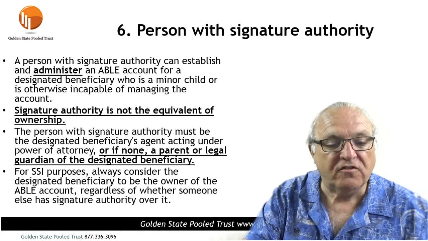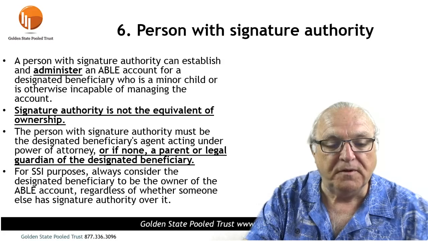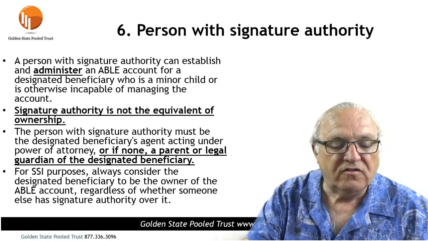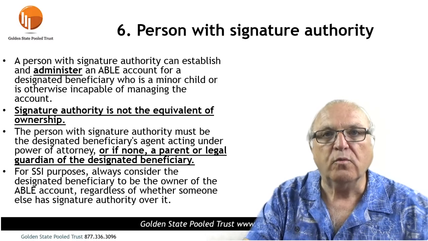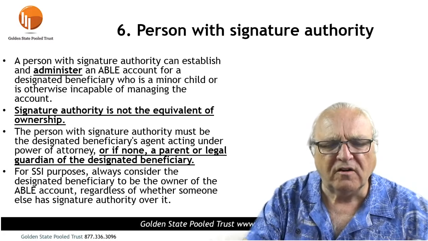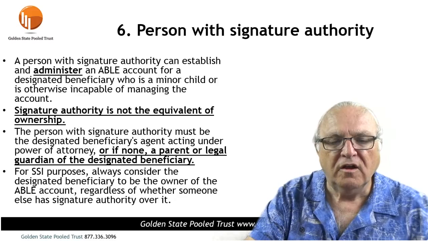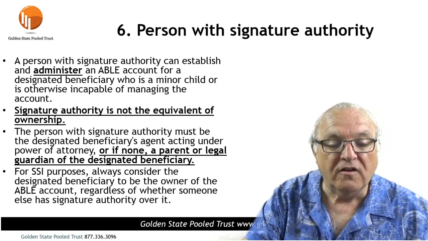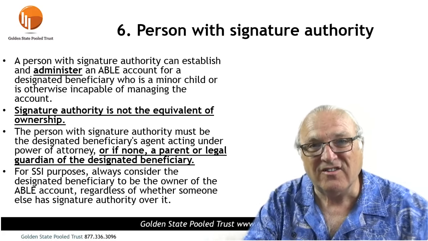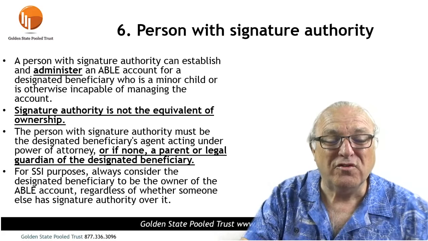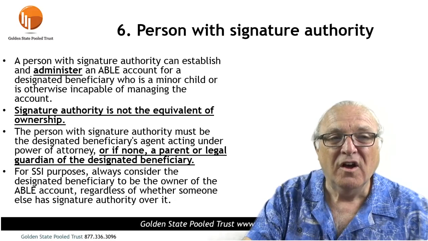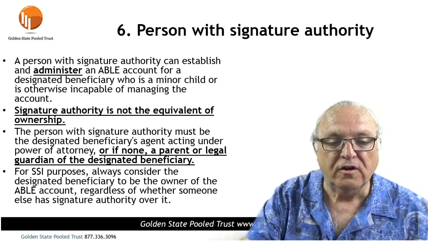For SSI purposes, always consider the designated beneficiary to be the owner of the account, regardless of whether someone else has signature authority over this. Once again, as we talk about capacity, this is going to be very important, because as long as the ABLE beneficiary has capacity, it is presumed that they will be the ones with signature authority over the account.